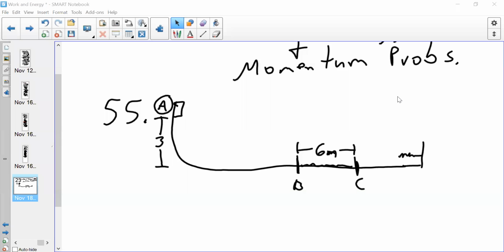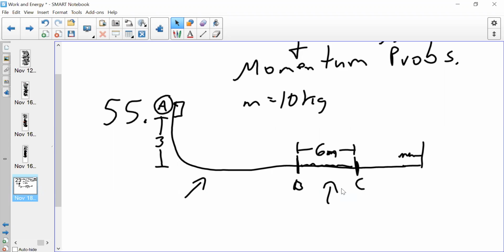As I mentioned last time, apply principles of conservation of energy. So we have this 10 kilogram block up at the top. It's released from point A in figure 855. The track is frictionless, except for the portion between B and C, which has a length of 6 meters.